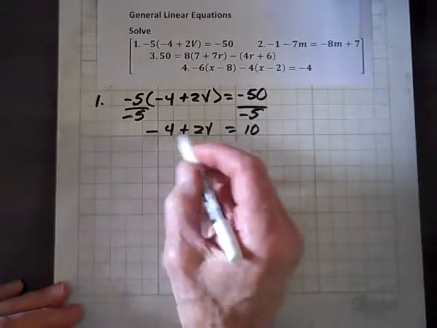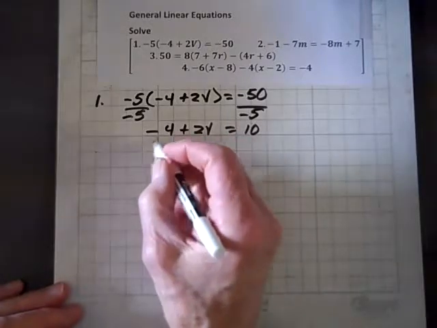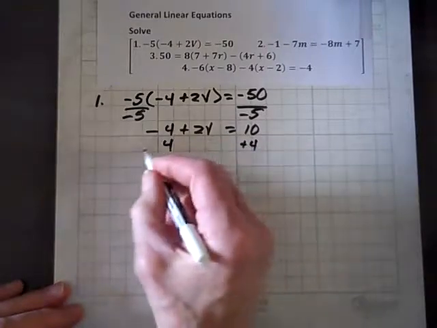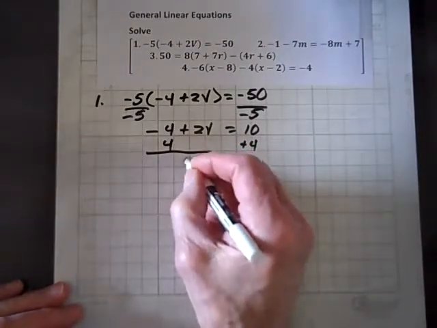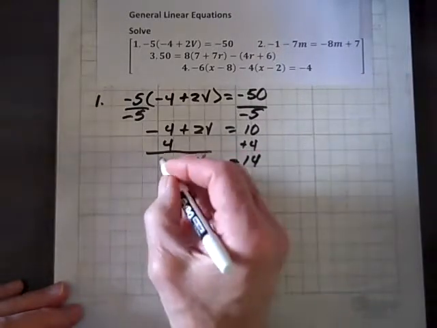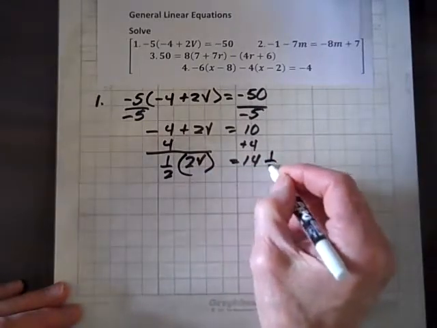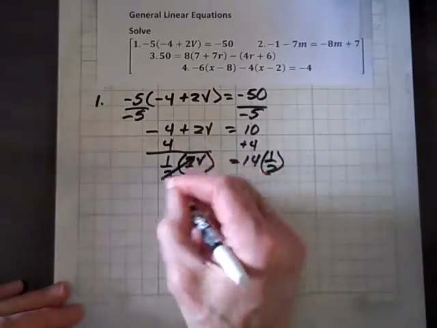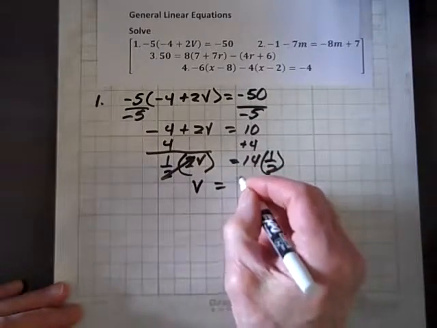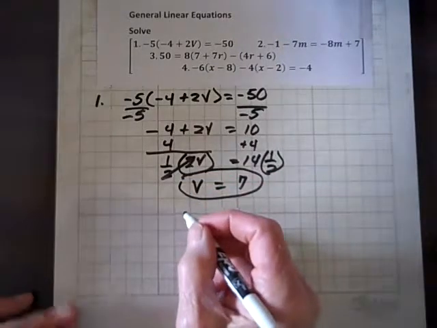Now, let's get rid of this -4, isolate the term with the variable in it by adding 4 to both sides, plus 4, and we get 2v equals 14. Now we'll multiply both sides by the reciprocal of 2, which is 1/2. And the 2's divide out, and we get v equals, and 1/2 of 14 is 7, and we're done with that one. Let's do one more.